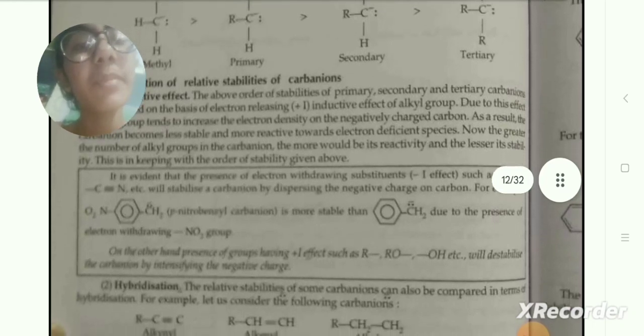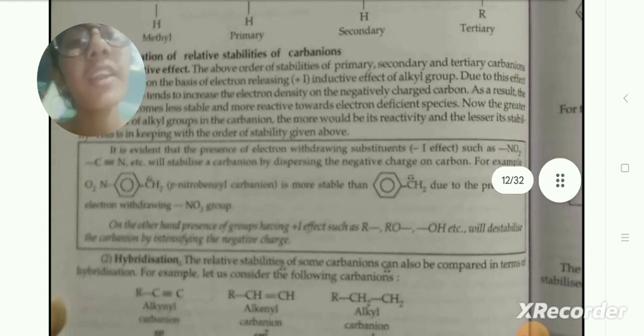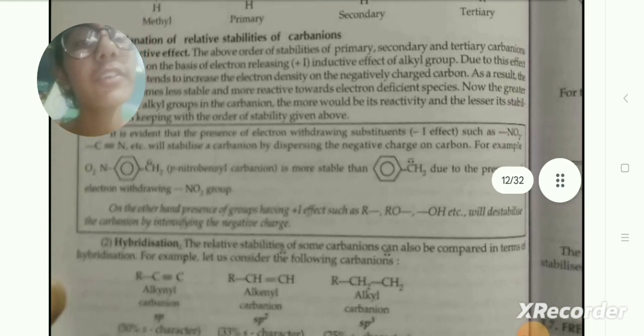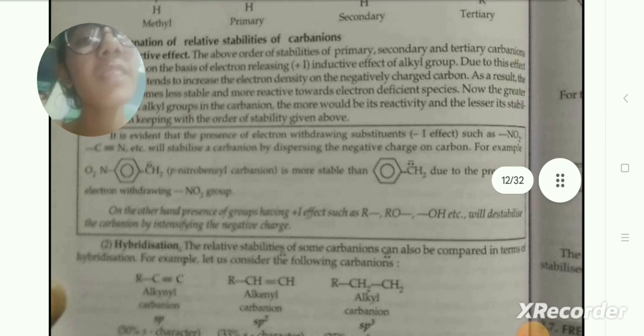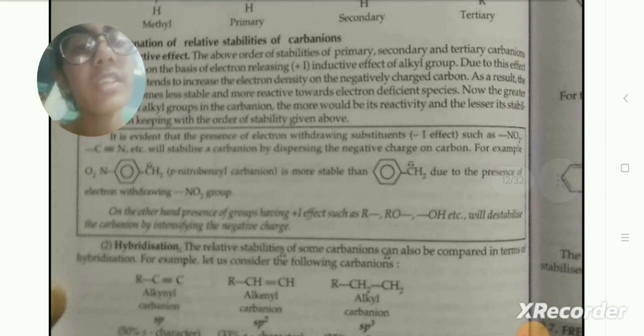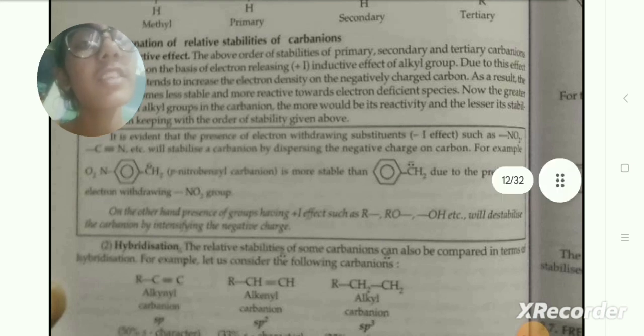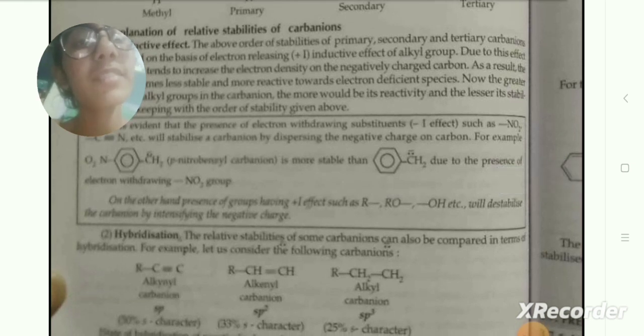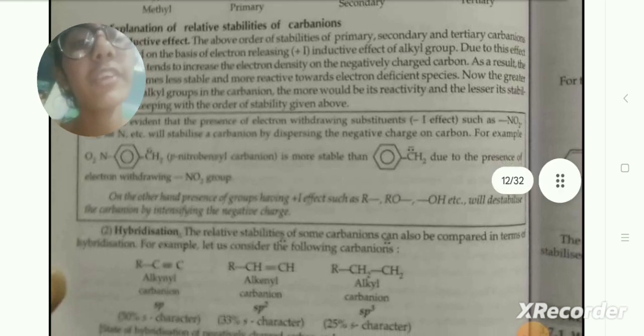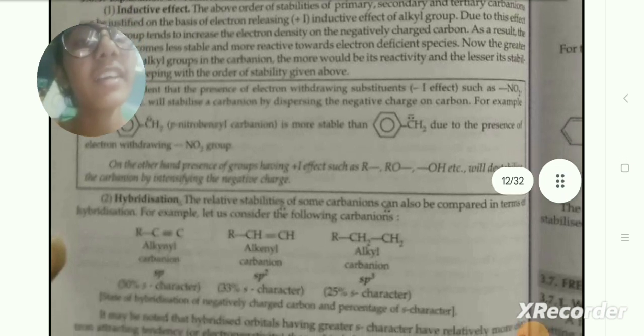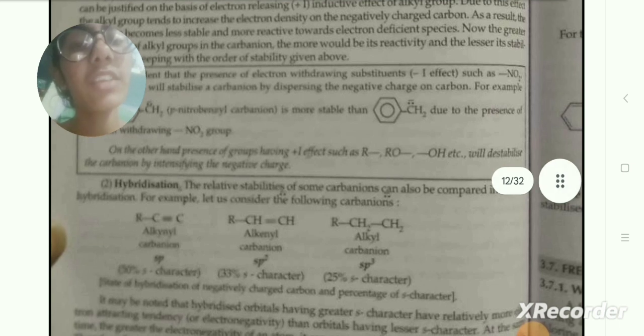The stability of a carbanion increases in the presence of an electron-withdrawing substituent with a minus I effect, such as NO2 or C triple bond, which will stabilize the carbanion by dissipating the negative charge on carbon. For example, para-nitrophenyl carbanion is more stable due to the presence of the electron-withdrawing NO2 group. On the other hand, groups having plus I effect, such as R and OH, will destabilize the carbanion by intensifying the negative charge.